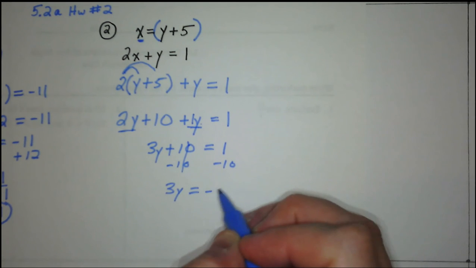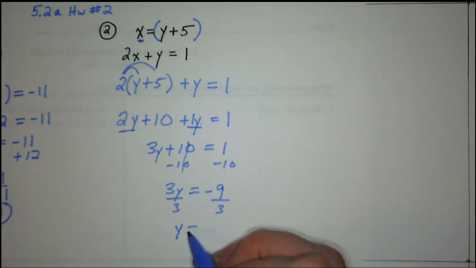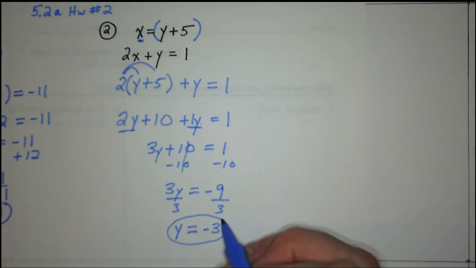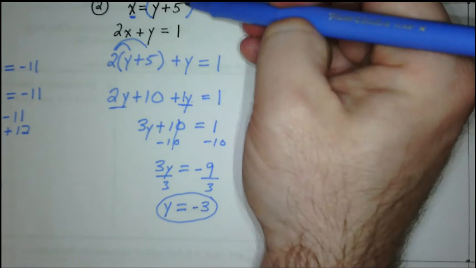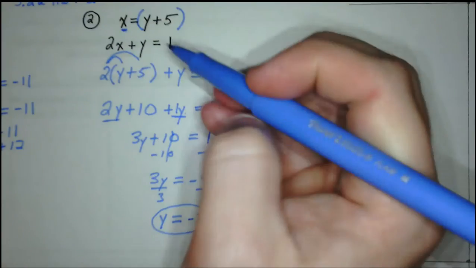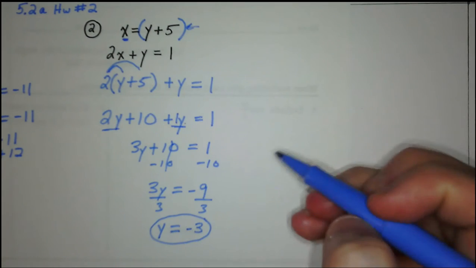1 minus 10, I believe, is negative 9. Now when we divide both sides by 3, we get negative 3. And now likewise, as far as where I'm going to plug this answer in to get my x answer, I think I'm going to choose that equation.